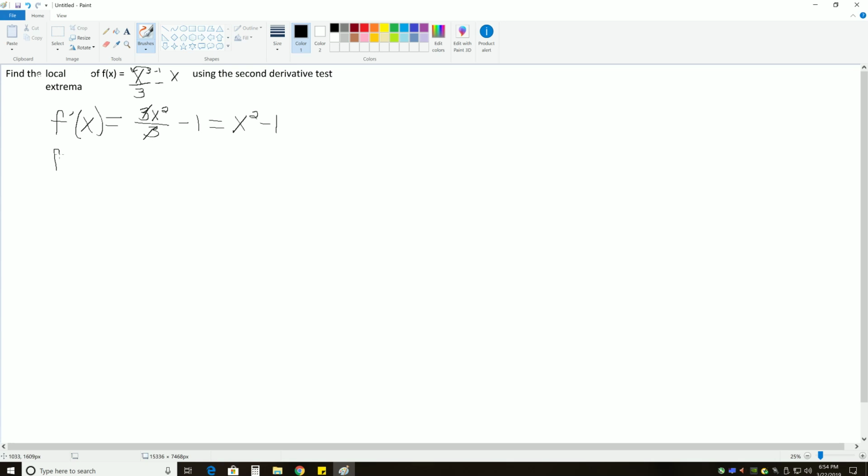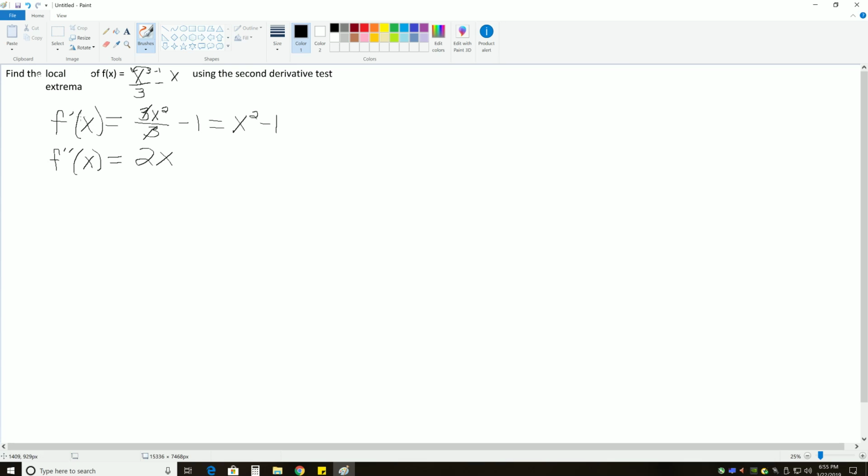Now we want to find our second derivative. And remember, when you're finding your second derivative, it literally just means find the derivative of your first derivative. So going back to this x squared minus 1, the derivative of x squared is 2x, and the derivative of minus 1 is just 0.